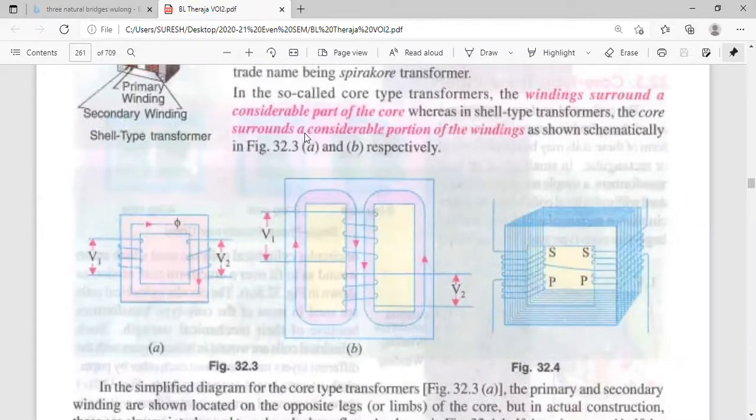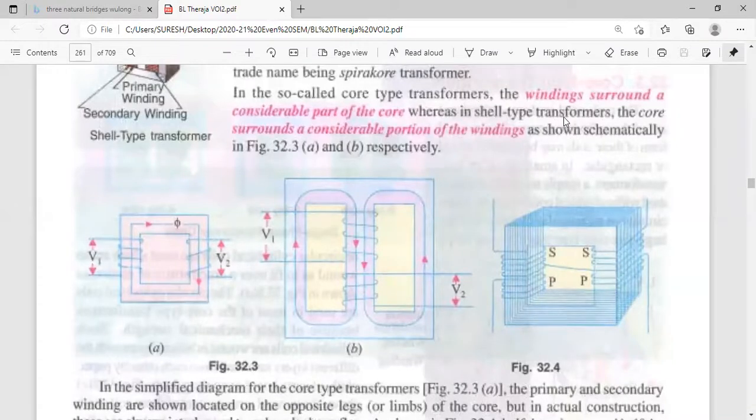In the first case, in core type, core is surrounded by the coil. Maximum part of core is covered by the coil. But here, winding is covered by the core. In the second case, see in your textbook the definition they are giving. In shell type transformer, core surrounds a considerable portion of the winding.